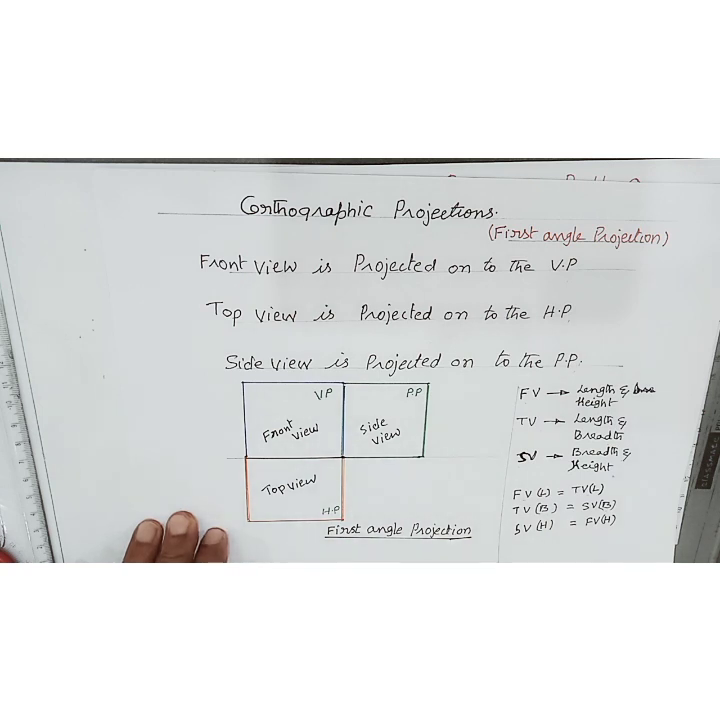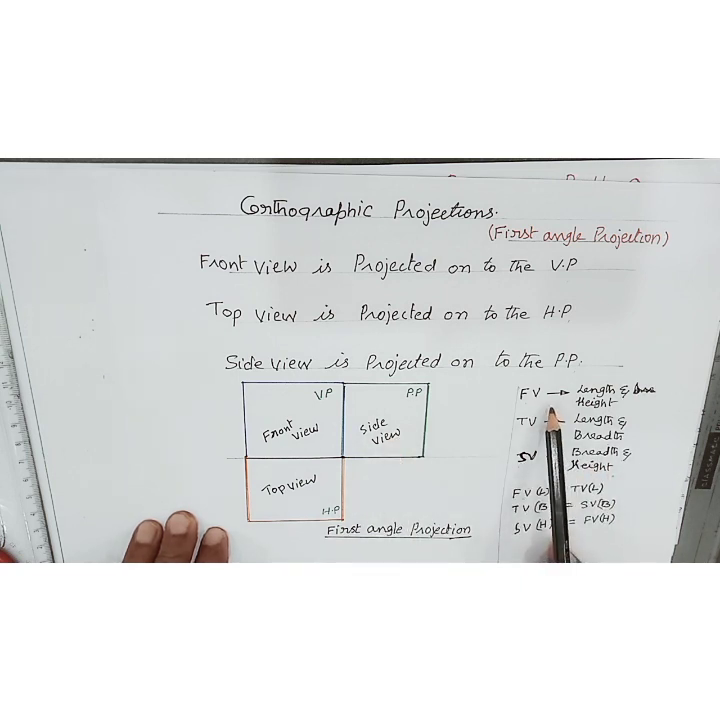In the case of orthographic projections, in the present discussion, we are using first angle projection. In first angle projection, the object is placed in the first quadrant. If that is the case, the front view is projected onto the vertical plane, that will come above the XY line. Top view is projected on the horizontal plane, that comes below the reference line, and side view is projected onto the profile plane, that will come adjacent to the front view.